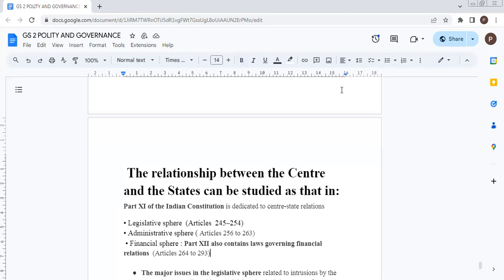Number three, division of power. We have discussed the lists, Article 246, the 7th Schedule. Supremacy of the constitution, where the center will also be subject to the provisions of the constitution, and the state will also do the same thing, the panchayat will also do the same thing.